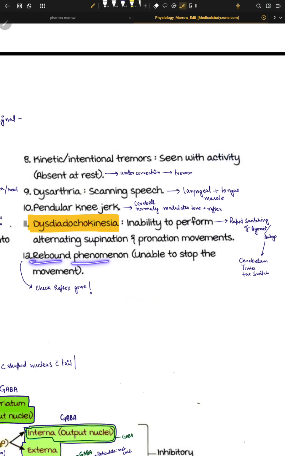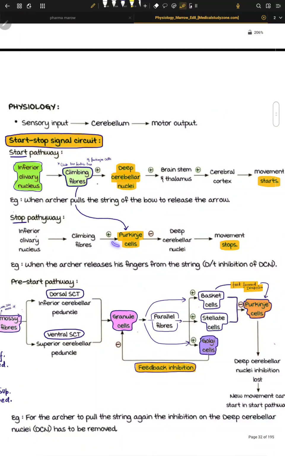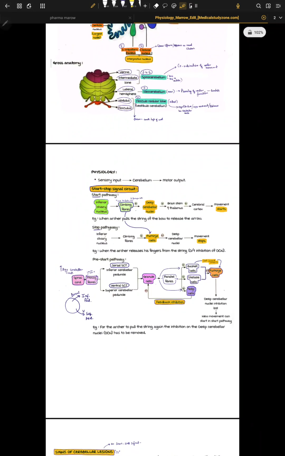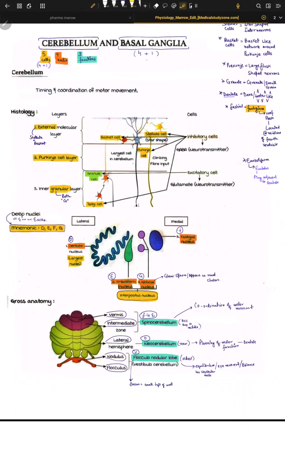What about rebound phenomenon? Unable to stop the movement. If you just keep walking, you won't be able to stop. Ask a patient who is suffering from cerebellum lesion to walk. If he starts walking and you ask him to stop suddenly, he won't be able to stop suddenly because this inhibition, the check reflex, is gone. He won't be able to inhibit because the Purkinje fibers are messed up, so the movement never stops. That's the whole concept of cerebellum movements. Okay, I hope this topic is really clear. The cerebellum.